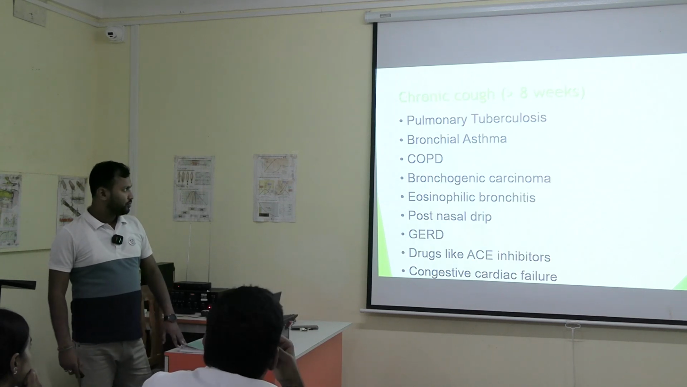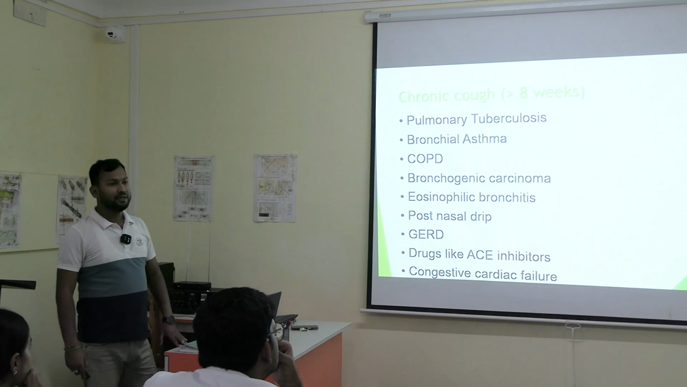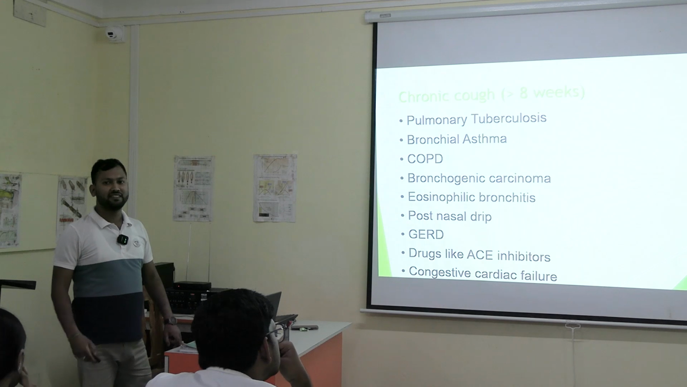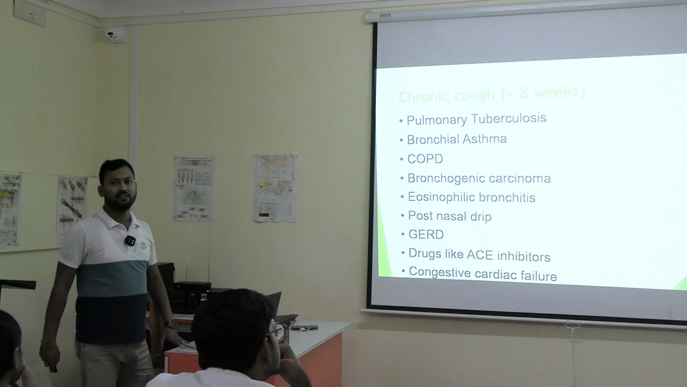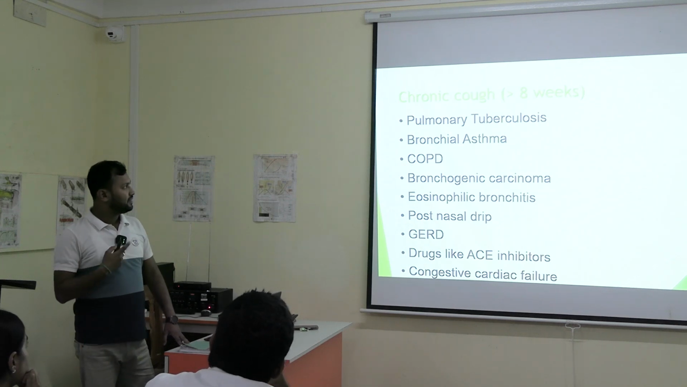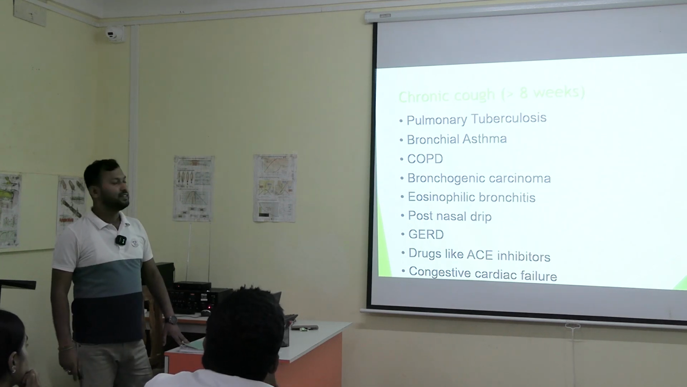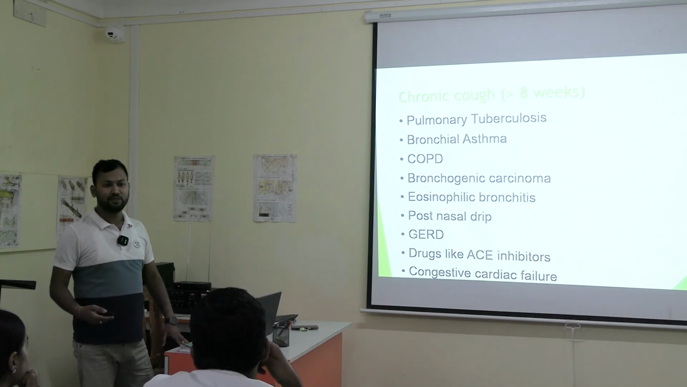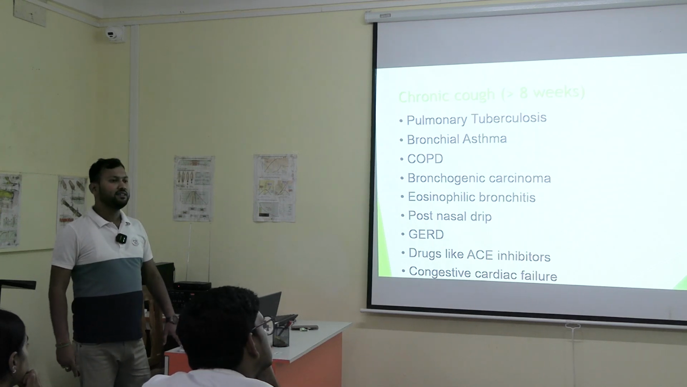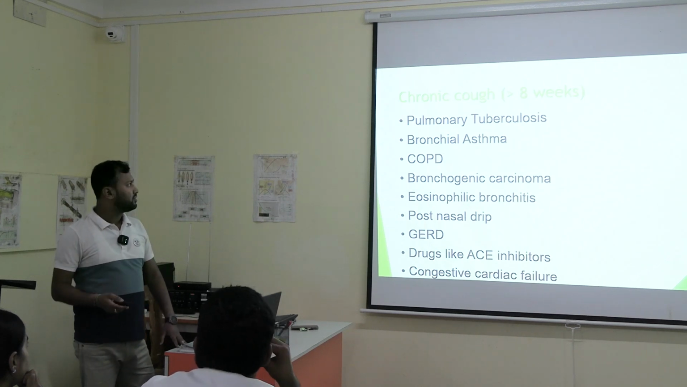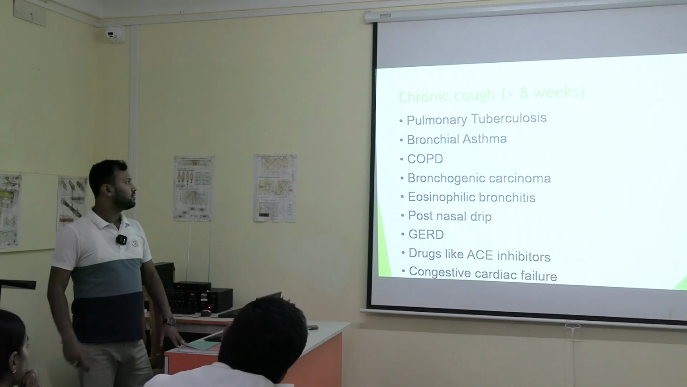Then chronic cough. A chronic cough could be pulmonary tuberculosis. Usually if any person is having cough for a longer duration, we suggest a tuberculosis test, because pulmonary tuberculosis can present as chronic cough. Then bronchial asthma. Someone who has bronchial asthma will have chronic cough, and these episodes will come and go. Then COPD, chronic obstructive pulmonary disorder. This is also a chronic cause and also causes chronic cough.